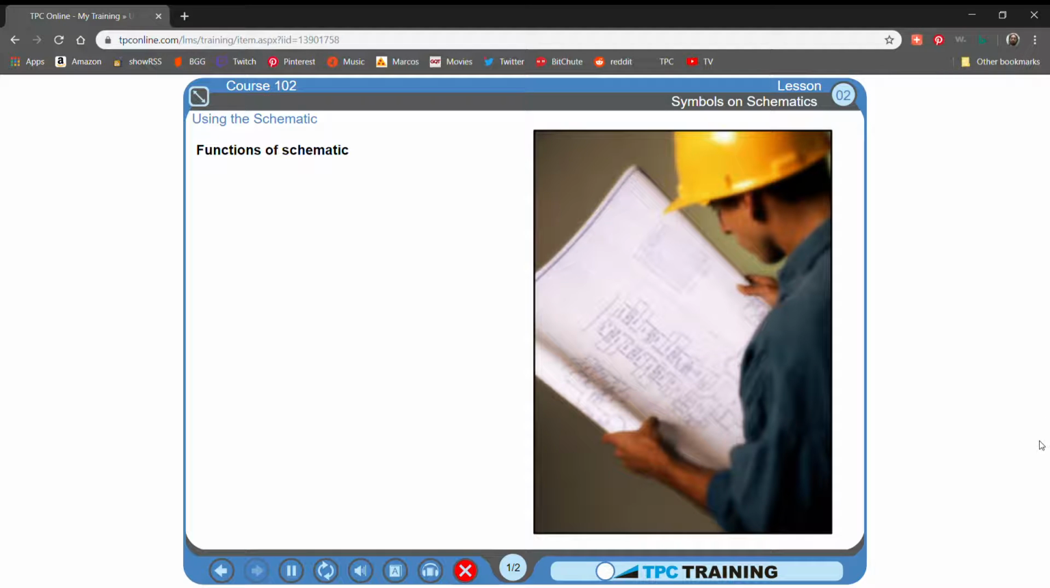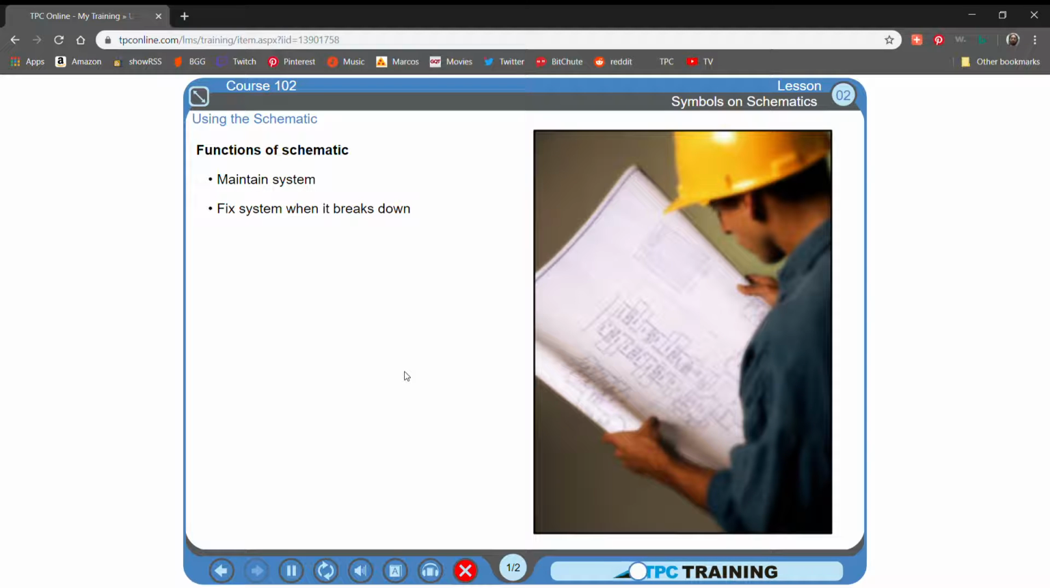Maintenance technician is to help you maintain the system and to fix it when it breaks down. Every experienced maintenance specialist knows of certain systems. Using the schematic. The most important function of a schematic to you as a maintenance technician is to help you maintain the system and to fix it when it breaks down.